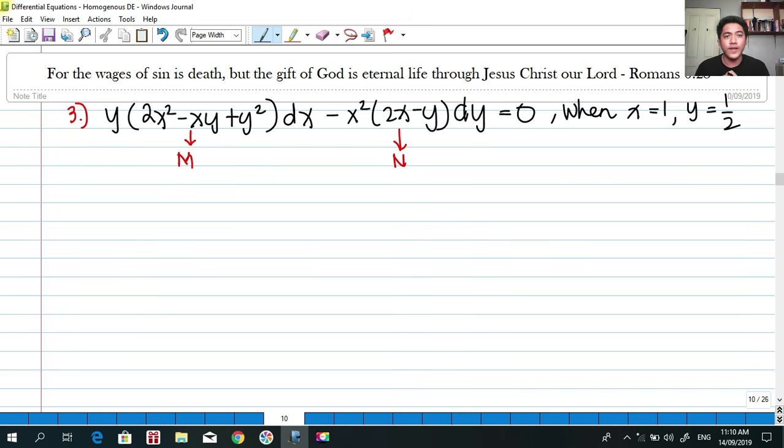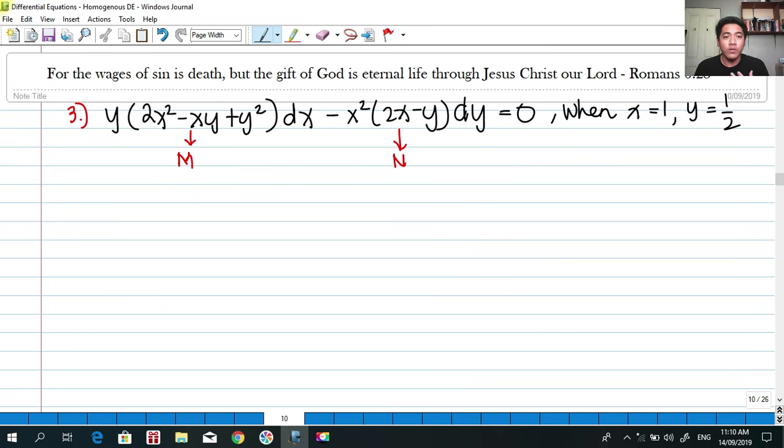And here is our given problem: y(2x squared minus xy plus y squared) dx minus x squared(2x minus y) dy equals 0, when x is 1 and y is 1 half. So obviously we have a given condition, so the problem is asking for a particular solution.